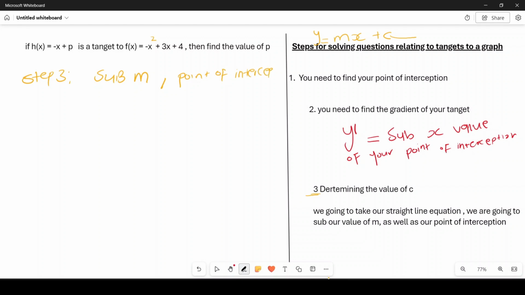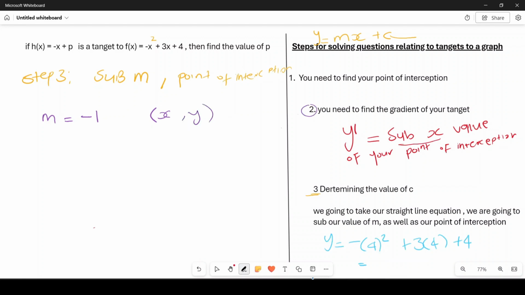Now, our m is whatever value is attached to our x. In this case, our m is -1. Now, do I have my point of interception? I do not have my point of interception, meaning that if I could find it, then I could find my value of p, because this is the only thing I need to solve for p. Now, how would I find my point of interception making use of the information that I have?